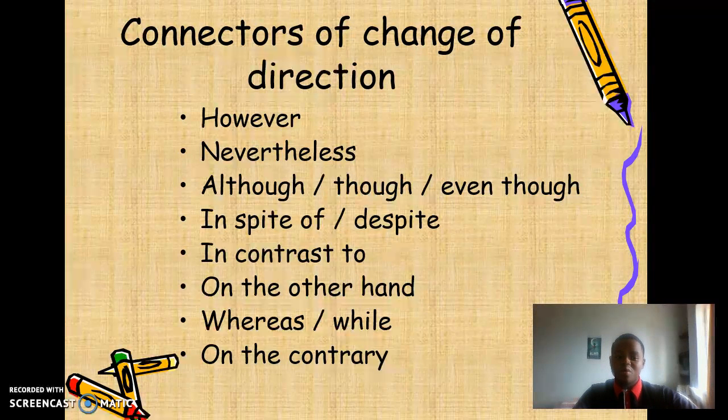Maybe you'll be arguing this point, but now you're taking another direction because, as you know, in writing, especially essay writing, you don't have to take any stance. So these are the type of connectors you can use to actually show that you are now deviating from what we've been saying all along.